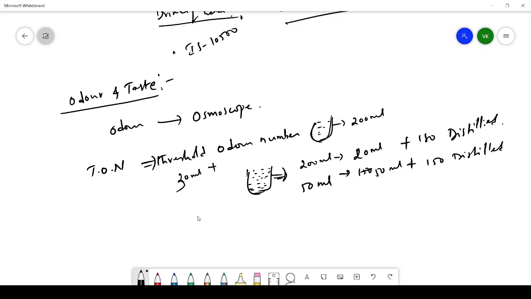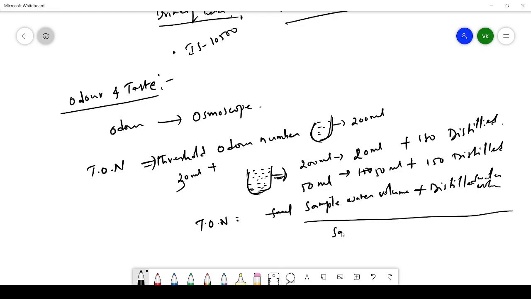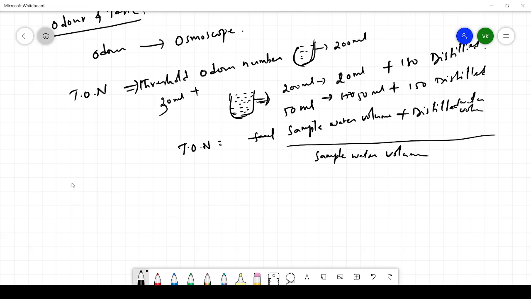Then the threshold odor number, TON, is given by sample water volume plus distilled water volume, whole divided by sample water volume. This is how you are going to find the threshold odor number.